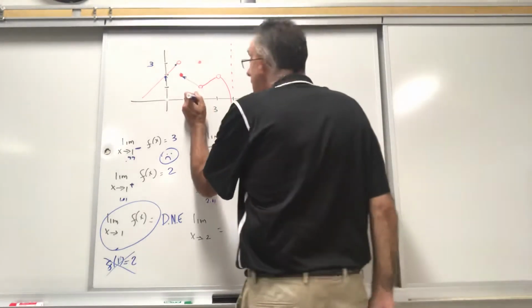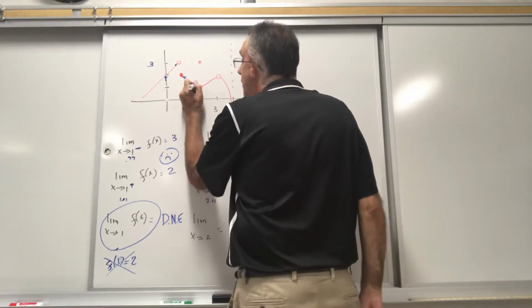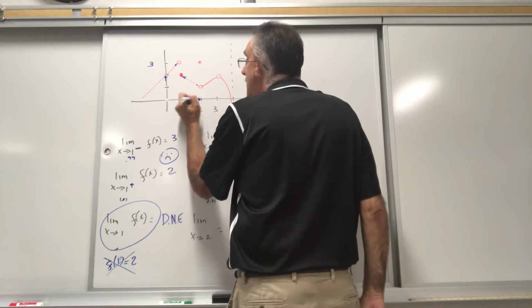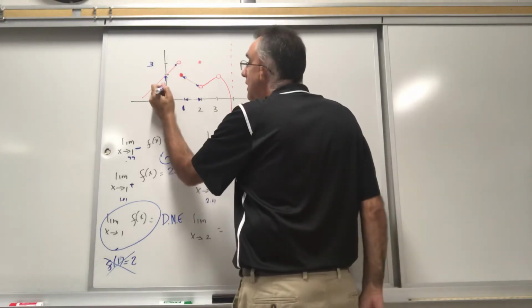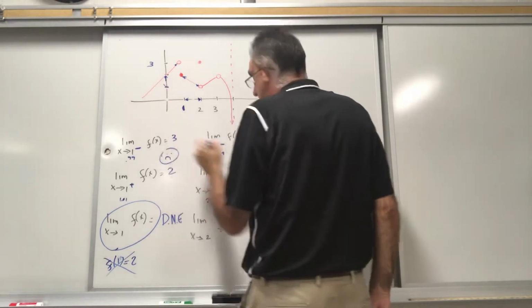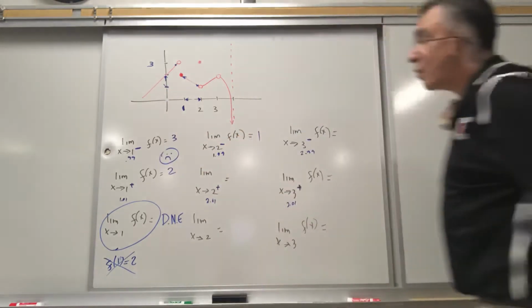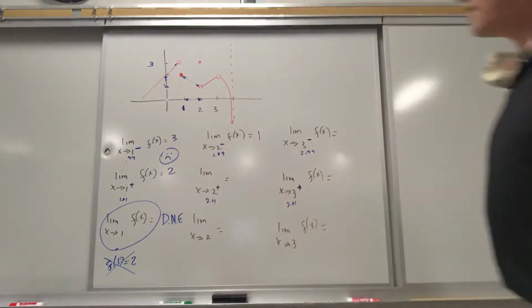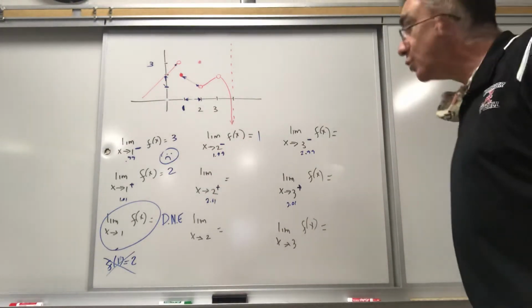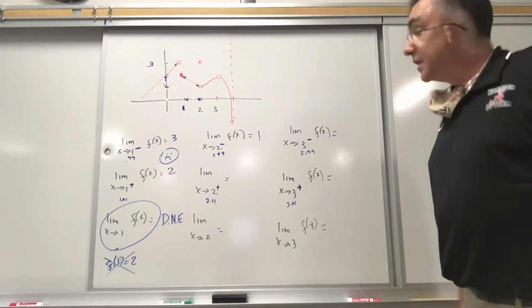1.99. So if I'm really close to 1.99, I go up here, and the closer I get to 2 from 1.99, the closer I'm going to get to 1. So remember, f is for the y value. Notice what we're finding here is, what are the y values getting really close to?